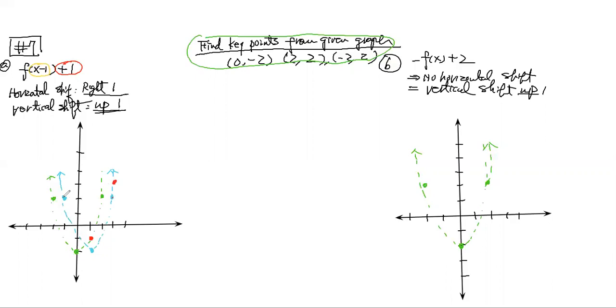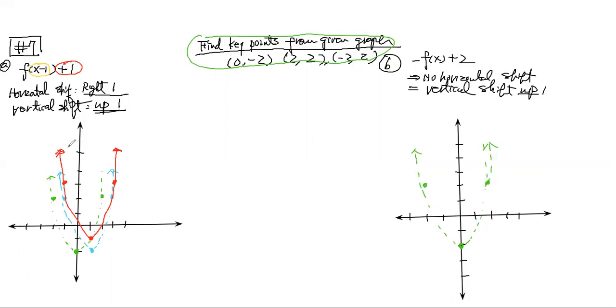And this point goes up 1 to here. And that completes all my transformations. So I can finally graph my graph using a solid line. So here, that is all I have for this one, right?